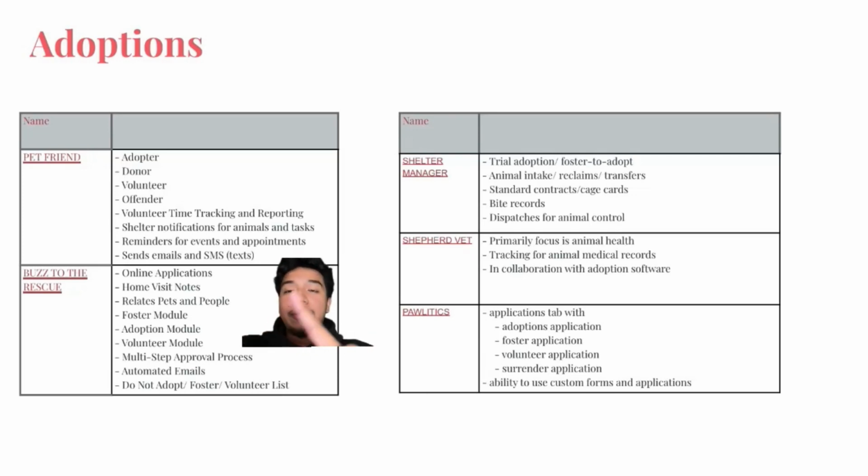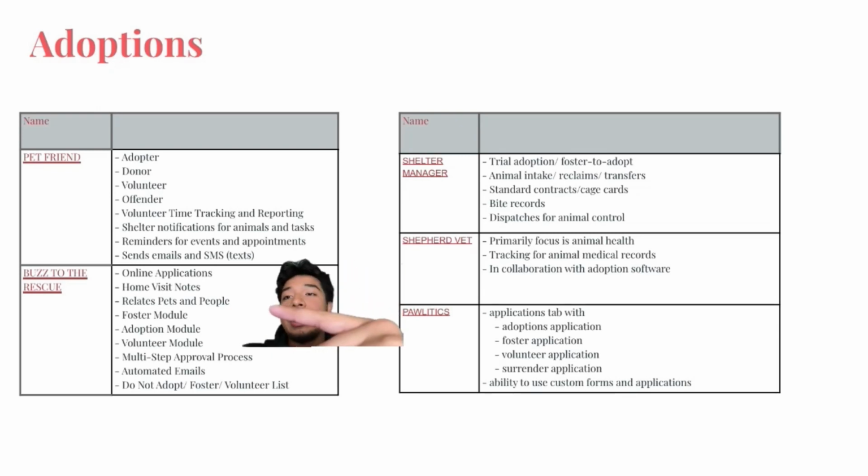All of these besides Shepherd Vet, because it's more health related on their side, provide adopter modules, volunteer. Shelter Manager actually does a foster to adopt and trial adoption, which is great. An important feature that PetFriend provides is they send out notifications for animals and tasks to the shelter, so the shelter can stay on top of those things.